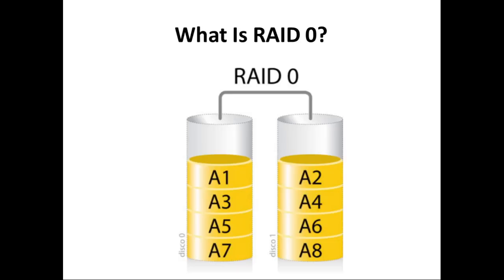What is RAID 0? So visually, this is RAID 0, wherein we have two disks, and you notice that the data being written to these disks is different. So we have A1, A2, A3, A4, A5, A6, A7, and A8.